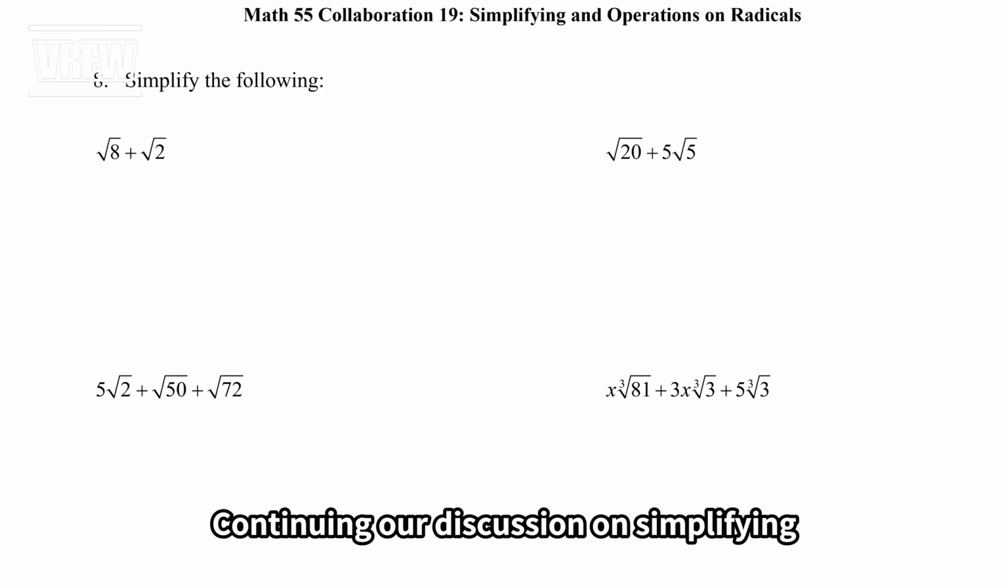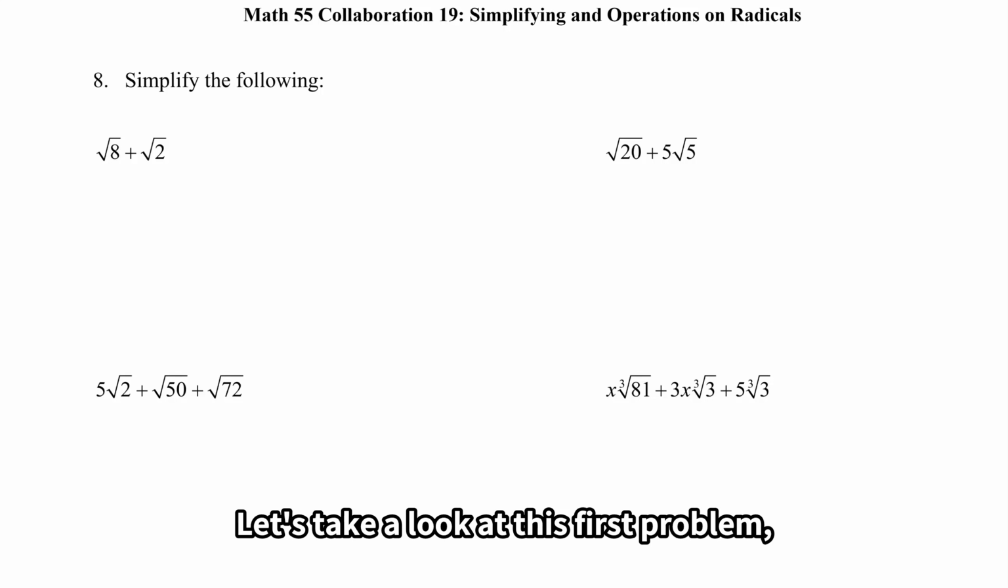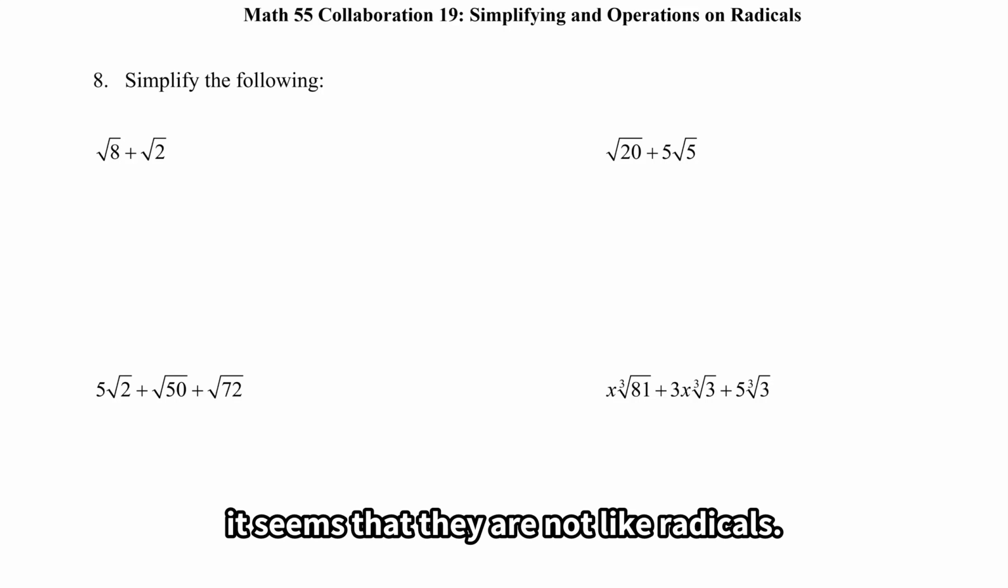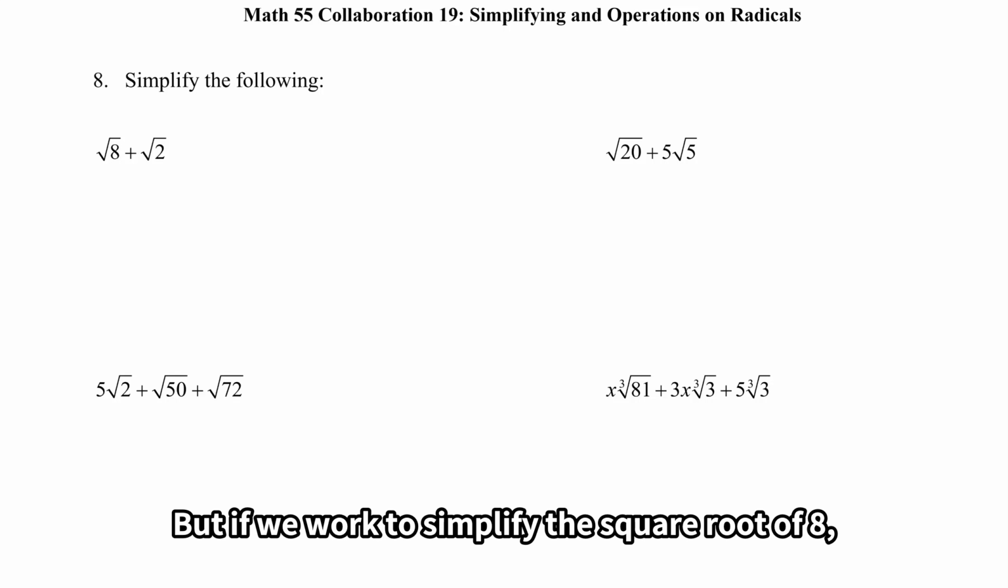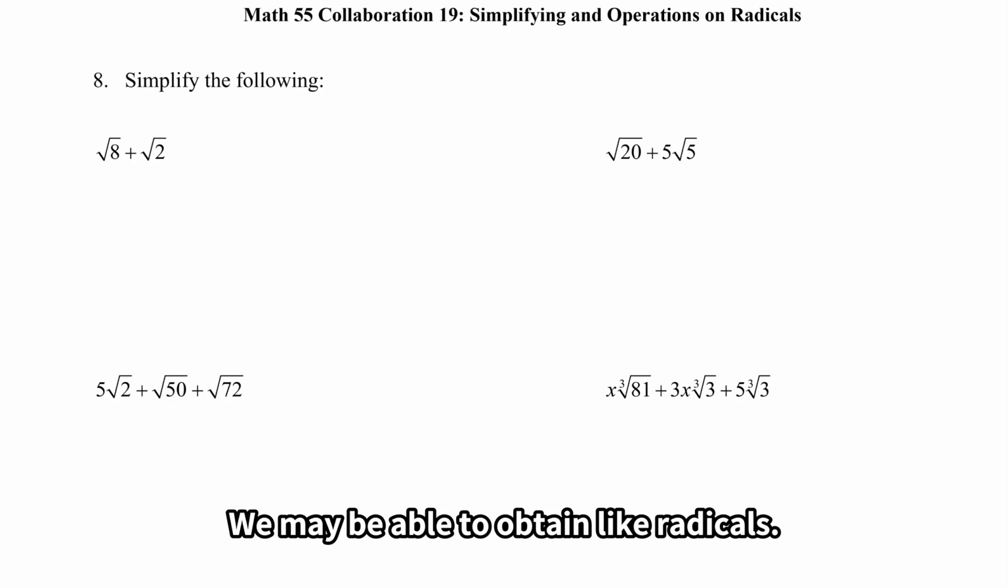Continuing our discussion on simplifying and operations on radical expressions, let's take a look at this first problem, square root 8 plus square root 2. At first glance, it seems that they are not like radicals, but if we work to simplify the square root 8, because it has a perfect square factor of 4, we may be able to obtain like radicals. That is the idea for this entire section.